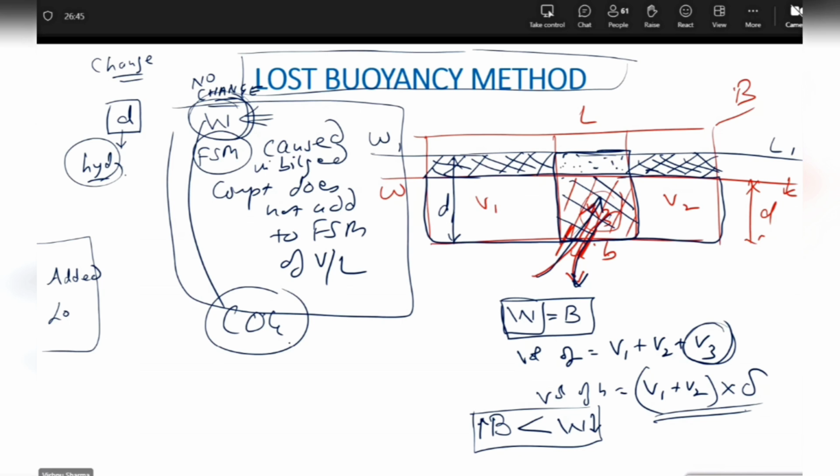And if the center of gravity does not change, your KG does not change, your LCG does not change, your COG with respect to the center line does not change. And secondly, the free surface in the compartment, if created, will not add to your free surface under the lost buoyancy method. So guys, if you have to write a short note on the lost buoyancy method and added weight method, would you be able to write and close it out, or do you have any questions?